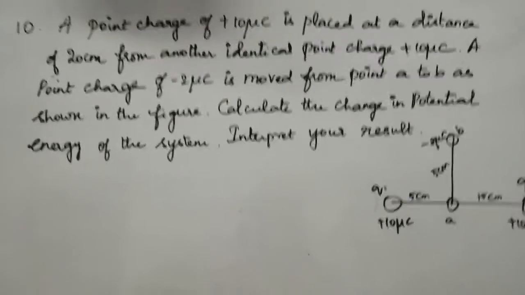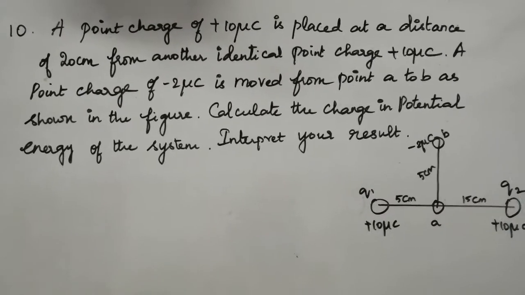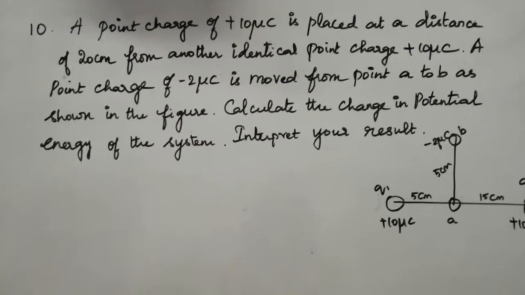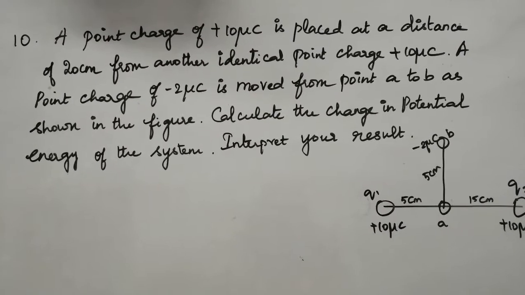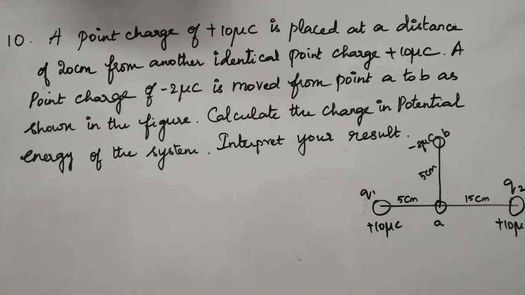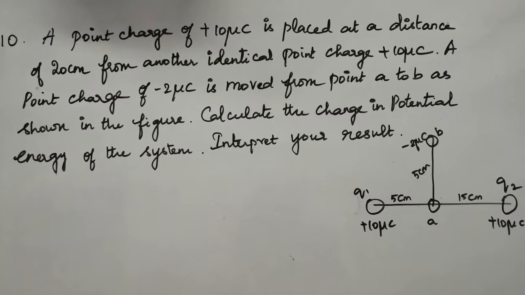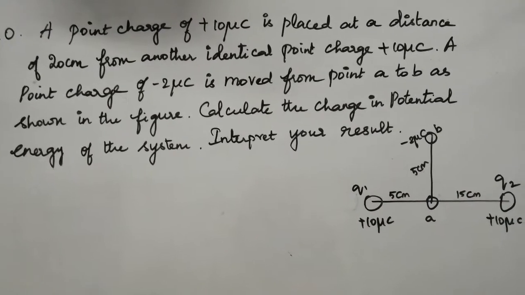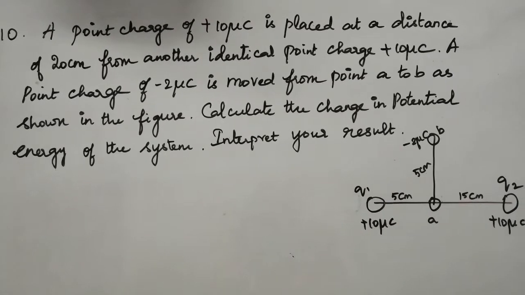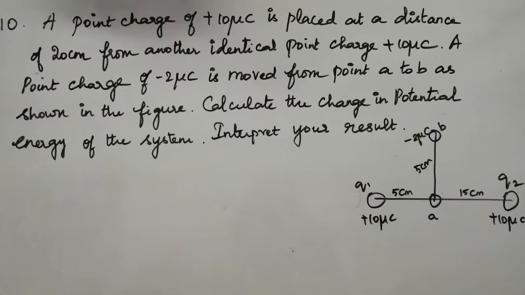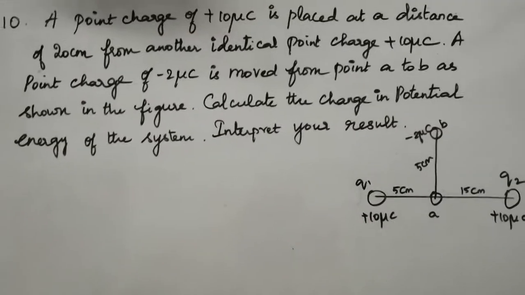So we'll be moving on with the 10th question of your book back exercise problem in unit number 1, electrostatics. The question is: a point charge of plus 10 microcoulomb is placed at a distance of 20 centimeter from another identical point charge, plus 10 microcoulomb. A point charge of minus 2 microcoulomb is moved from point A to B as shown in the figure. Calculate the change in potential energy of the system and interpret your result.